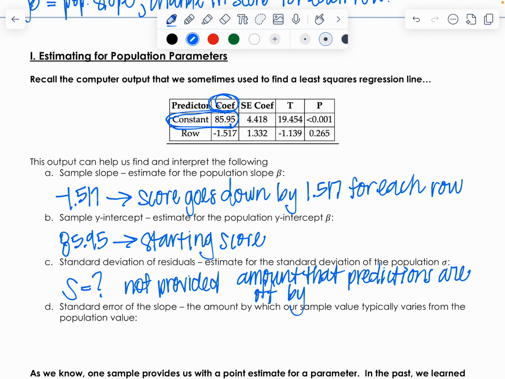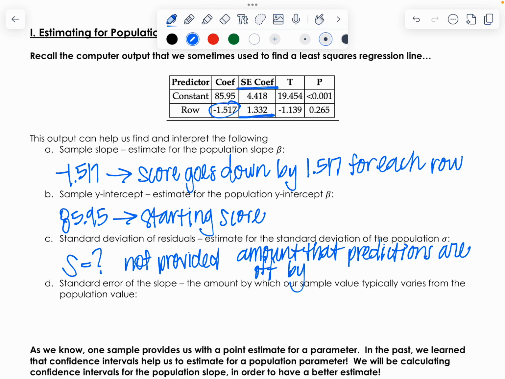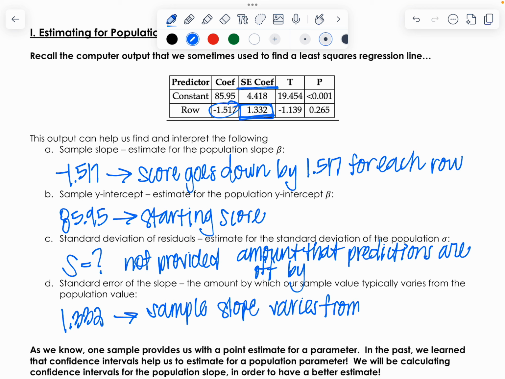The last thing we know is the standard error of the slope. So if we go here to the slope, notice right next to it is SE coefficient. That's the standard error. It's the amount by which our sample value varies from the population value. So in this case, our sample slope varies from the population slope by 1.332. Okay, so to interpret that, we would say the sample slope varies from the population slope by 1.332.